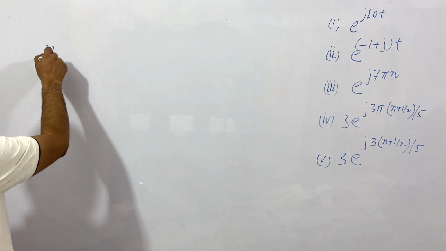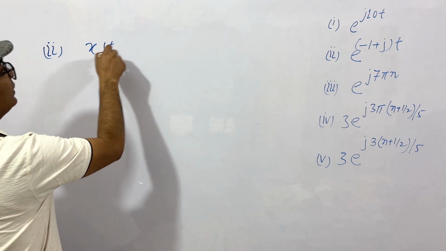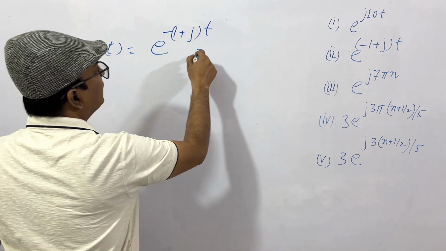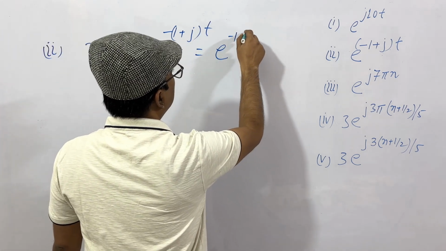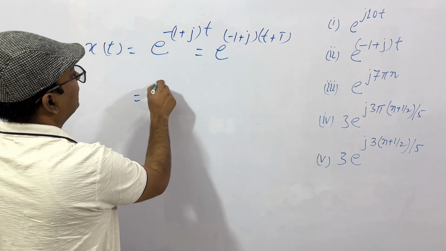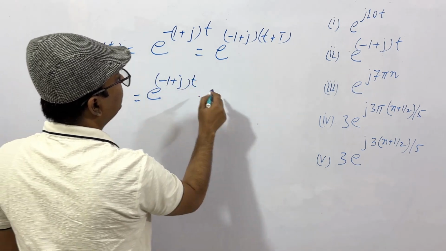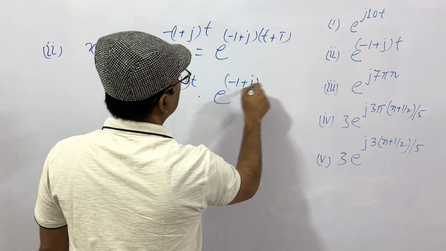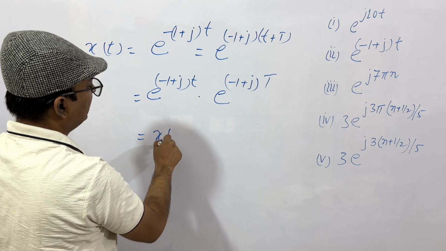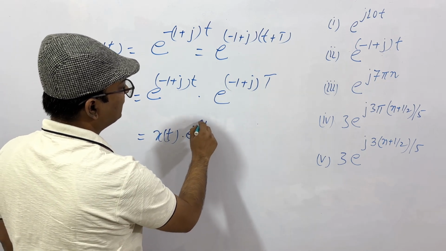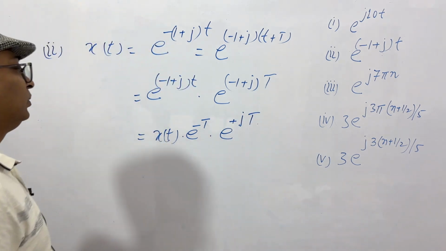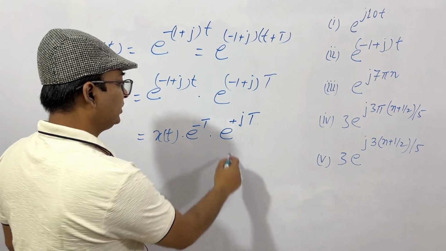Clear? Let's see the second one. The second one is x(t) is equal to e to the power (minus 1 plus j) t. So we put minus 1 plus j into (t plus T). So what you will get is e to the power (minus 1 plus j) t into e to the power (minus 1 plus j) capital T. Now here you have, this is your x(t) only. So this is x(t) into, this is e to the power minus T, and then you have e to the power plus jT. Now looking at this expression, you know this will be periodic.